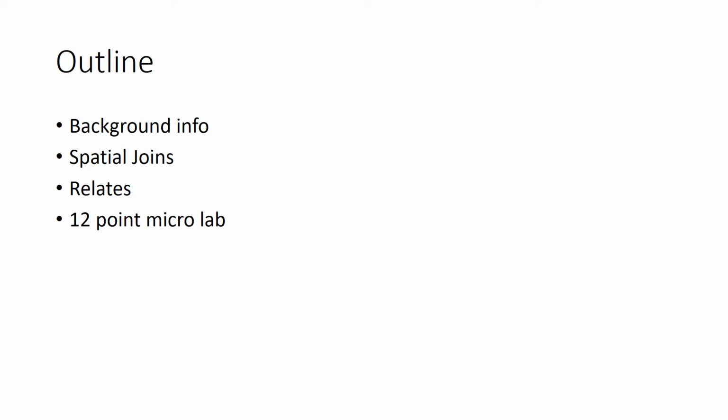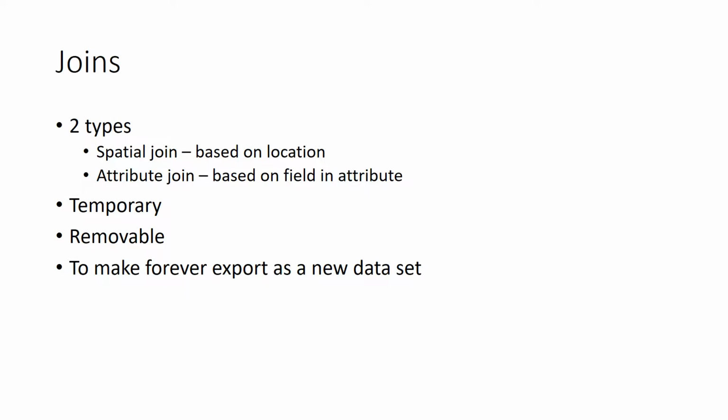So we're going to talk about joins. So a quick little outline, we're going to give you some background information, talk specifically about spatial joins and mention relates, and then you're going to do the little 12-point microlab. So again, two types of joins, spatial and attribute. Spatial joins are based on location, attributes are based on fields.